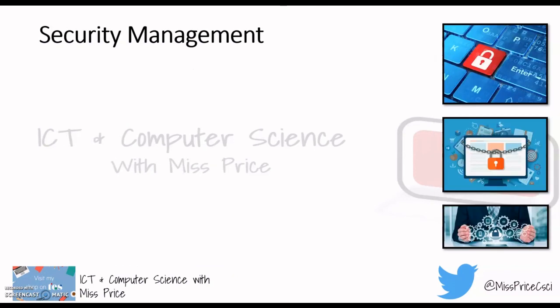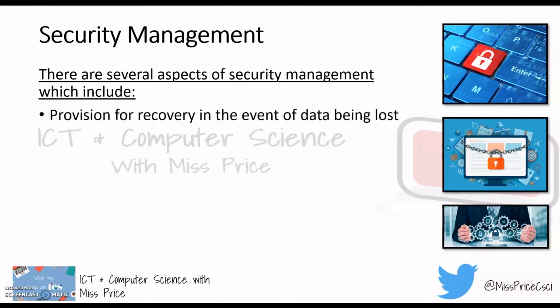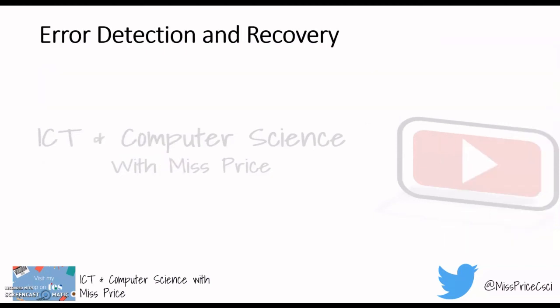And then we have our security management. Our computer needs to be kept secure, and our files need to be kept secure. There are several aspects of security management. First, provision for recovery in the event of data being lost. It happens: files get lost, files get corrupted, maybe you accidentally delete a file. Then the prevention of intrusion into our system, and ensuring our data is kept private and not made public. And then there's error detection and recovery.